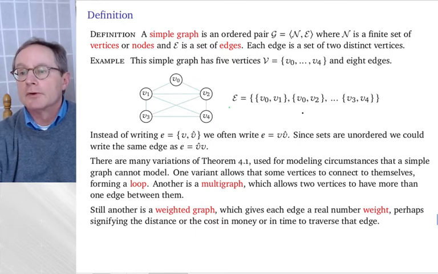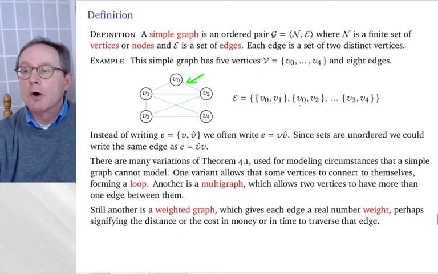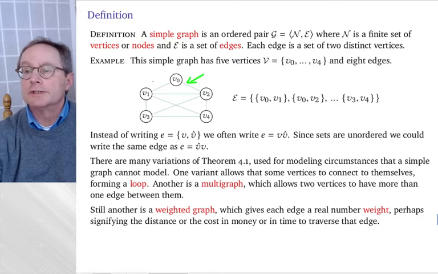So here's the simple example. It has 5 vertices, so I call them with V's, and the edges, for example, this edge right here connects V0 to V2, and it's a set. That means it doesn't go from V0 to V2 or from V2 to V0. It's a set, so you can put either one first and either one second. That's the point of a set. Each edge is a set of 2 distinct vertices, so you can't have a loop in the definition of a simple graph.